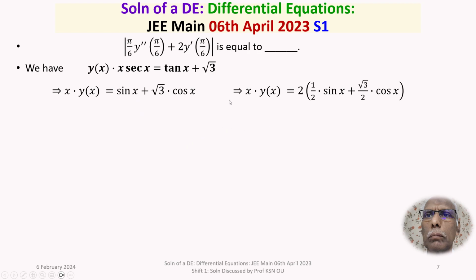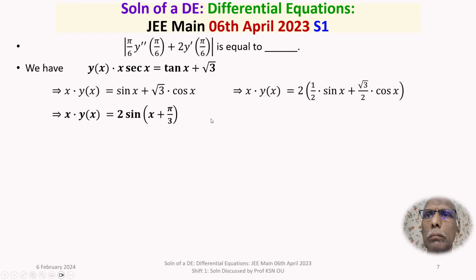Now take the right hand side, multiply and divide by 2. So 2 times 1 by 2 sin x plus root 3 by 2 cos x. Agreed. This you can write as sin of x plus pi by 3. So this is x multiplied by y of x is equal to 2 sin of x plus pi by 3. This is very familiar for us.